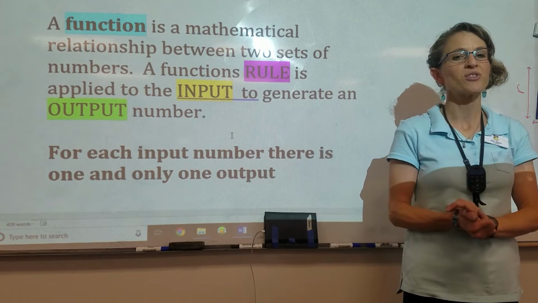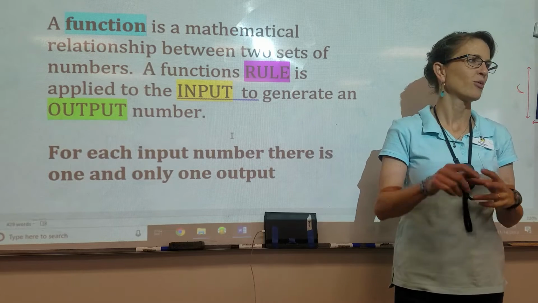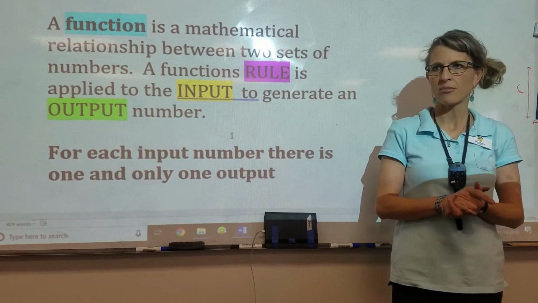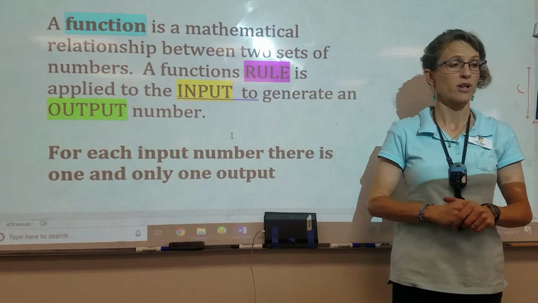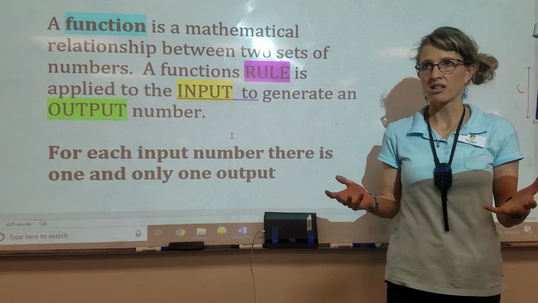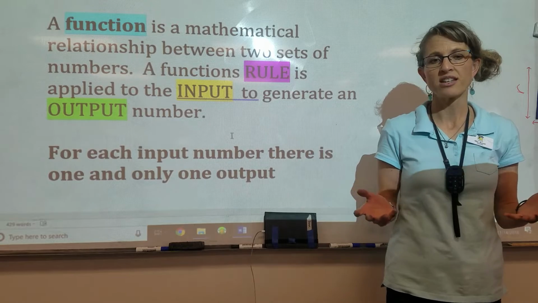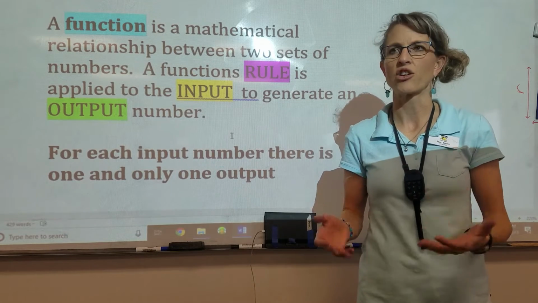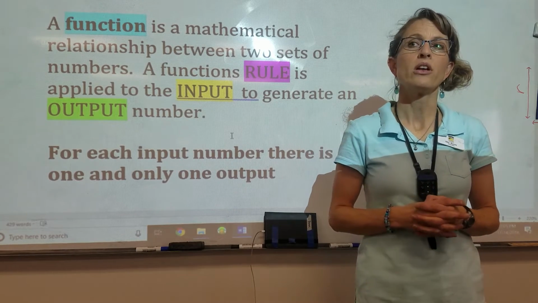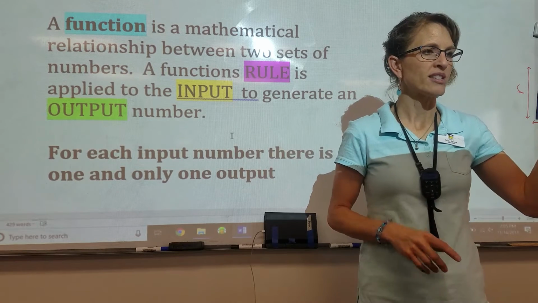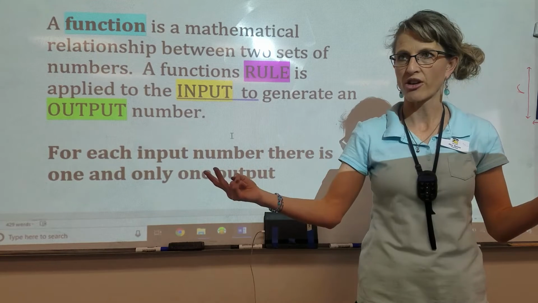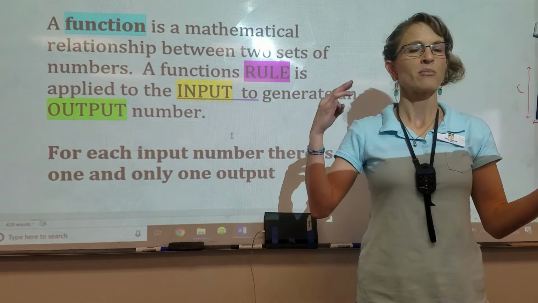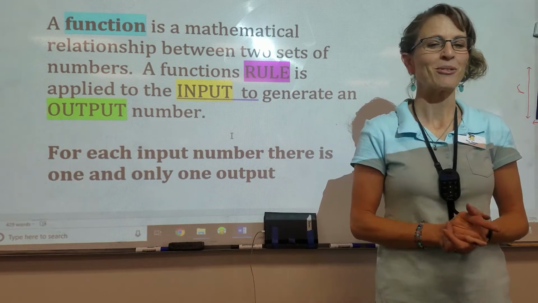A function's rules apply to the input so that we can generate an output. Here's an example of a function. Ethan is going to shovel driveways, the snow, to earn money this winter. And the rule is, for every driveway he shovels, he earns $10. That's the rule. So I would input one driveway, his output is $10. Input 2 driveways, his output is $20. 3 driveways earns him $30. That would be pretty cool.